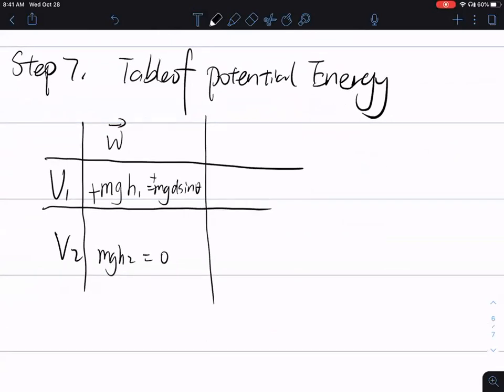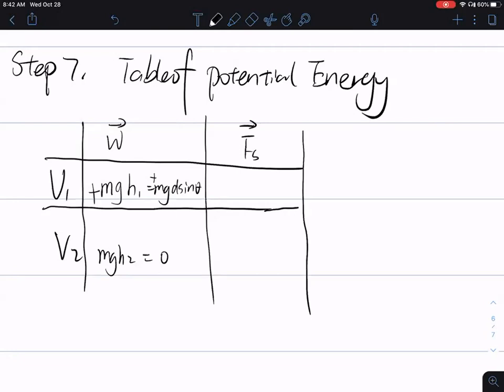Okay. Question here. Are we done with this table? What else needs to be done? Yes, we are only done with gravitational potential energy. We still need to deal with the spring. The spring would also have potential energy.